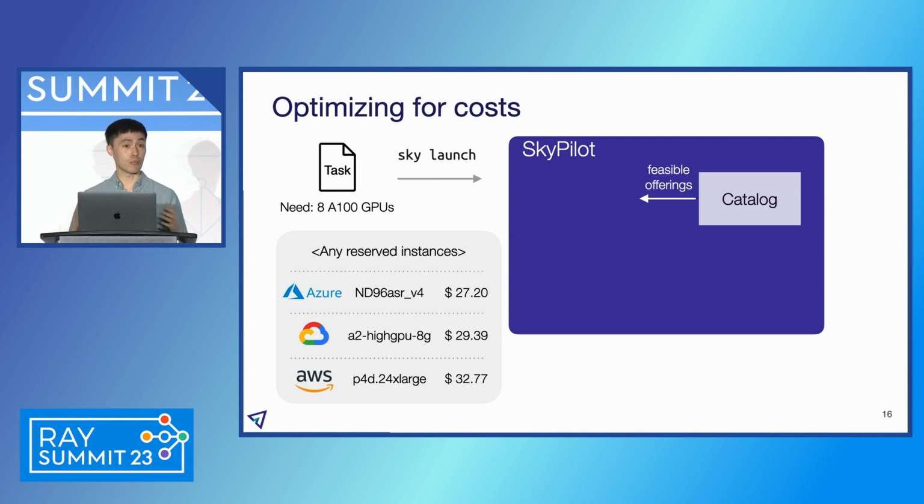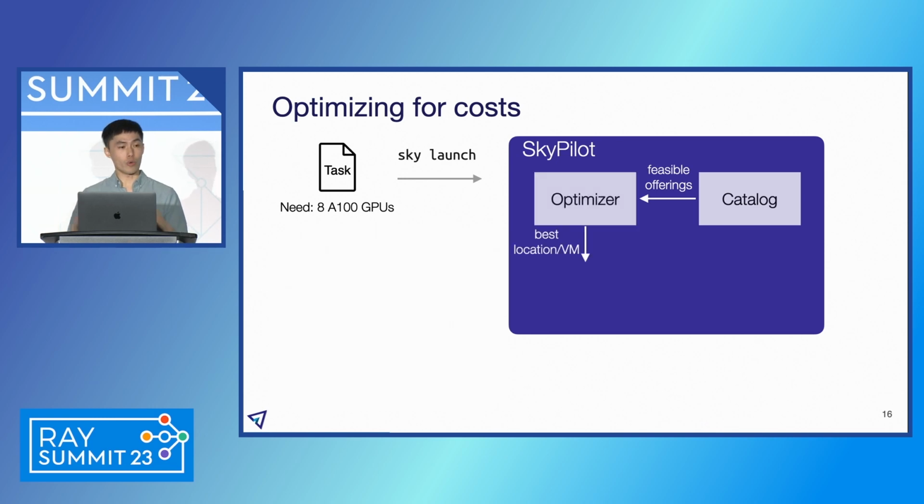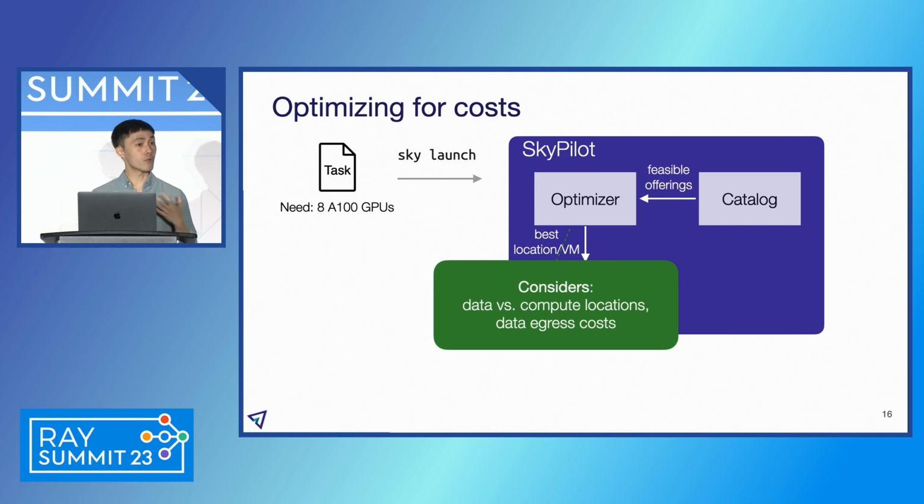Most recently, the community has added support for reserved instances. So what this means is that SkyPilot is smart enough to prioritize using these prepaid reserved instances over launching new ones. So we pass this set of candidates to an optimizer component, which is responsible for outputting the best location and instance. Now, importantly, during optimization, we will consider data versus compute locations. So if they are in different regions or in different clouds, we will make sure to calculate the data egress cost between them.